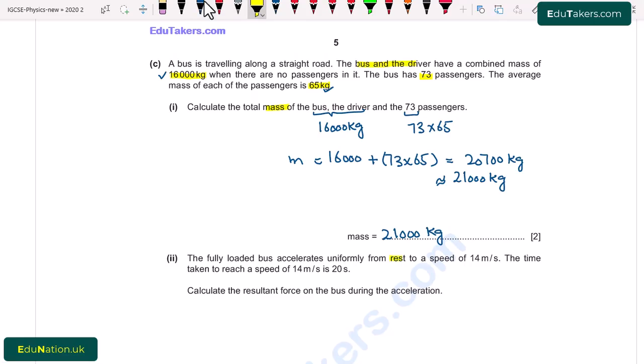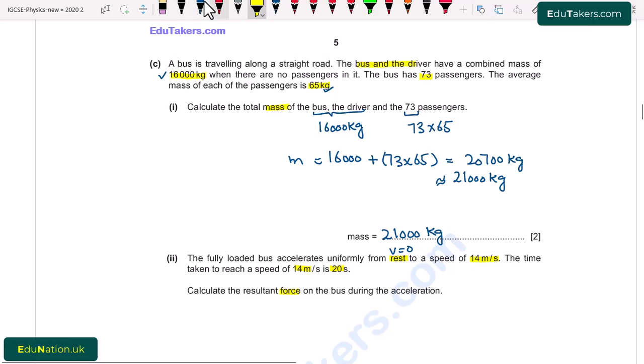So the bus is accelerating from rest. It means that its initial velocity is equal to 0, to a speed of 14 meter per second. It's the final speed of the bus. The time taken to reach a speed of 14 meter per second is 20 seconds. So time is given, that is 20 seconds. Calculate the resultant force on the bus during the acceleration.